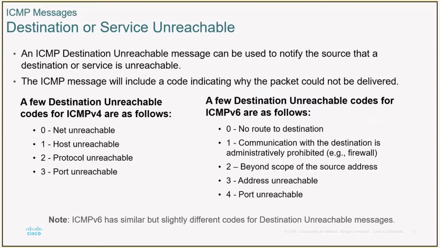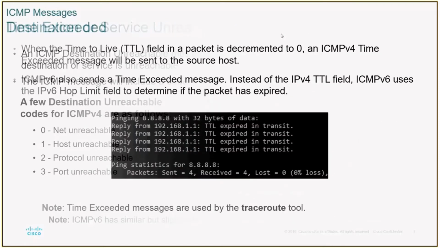And so for IPv6, basically, they've sort of renamed the codes a little bit. So 0 is no route to destination. So again, it means the same as net unreachable. 1, communication with the destination is administratively prohibited. And so basically, yeah, it's been blocked by a firewall. Beyond the scope of the source address, unreachable, port unreachable are the codes. So they've repurposed them a little bit, and they've also given them a bit more useful code name as well.